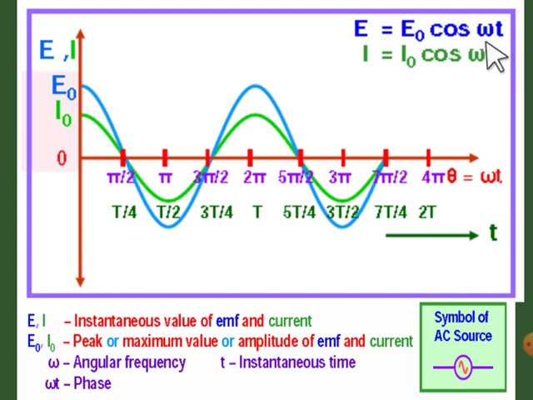Now when omega t is equal to pi, 180 degrees, or in terms of time period, you can take it as half of the time period.